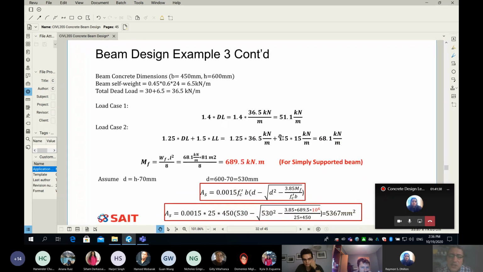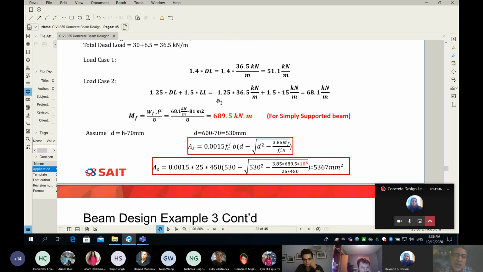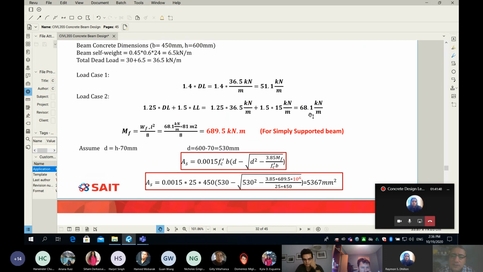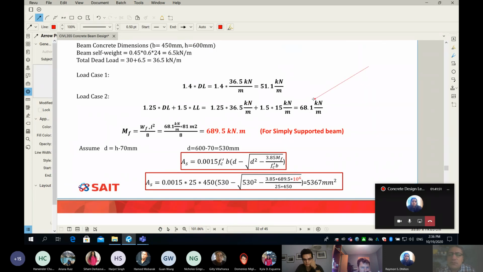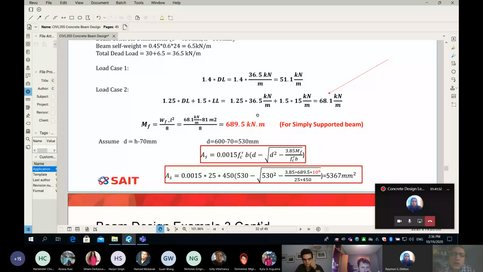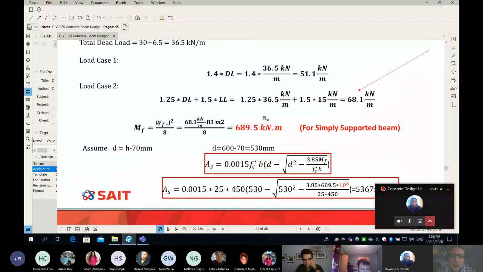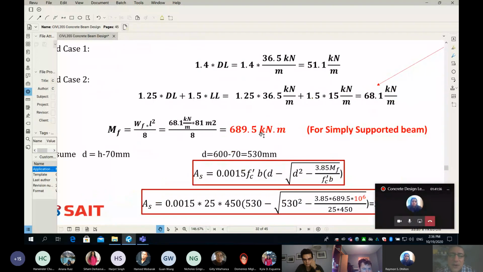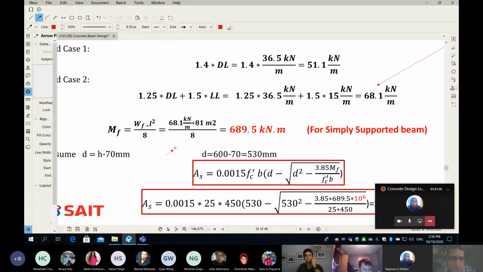We do the same business. We simply have to go through the load case number 1, load case number 2, or load combo 1 and load combo number 2. And once we got the maximum, which is here, 68.1, then we use it in the formula. What formula? Look at this, please. Do you see this 8? Why 8, not 2, like previous example? Because it's a simply supported beam.